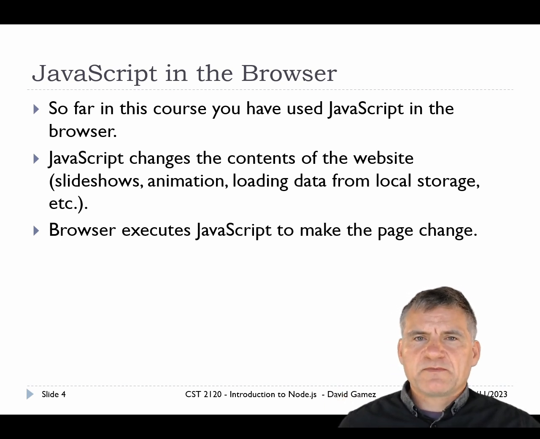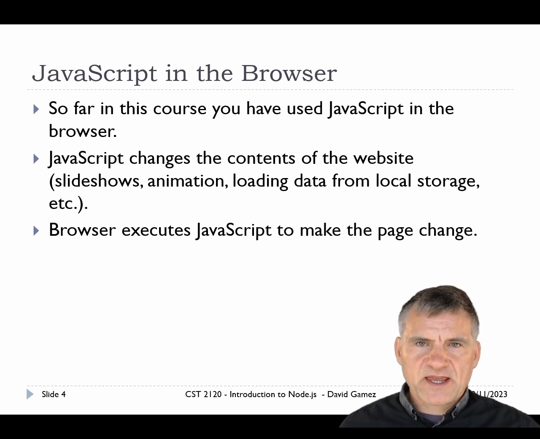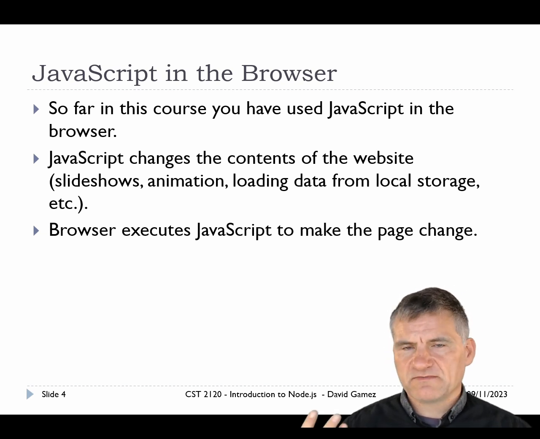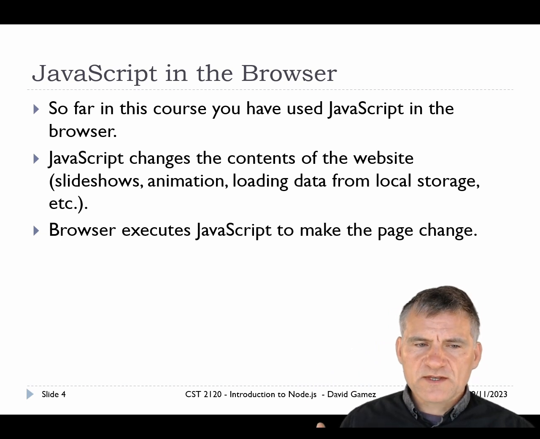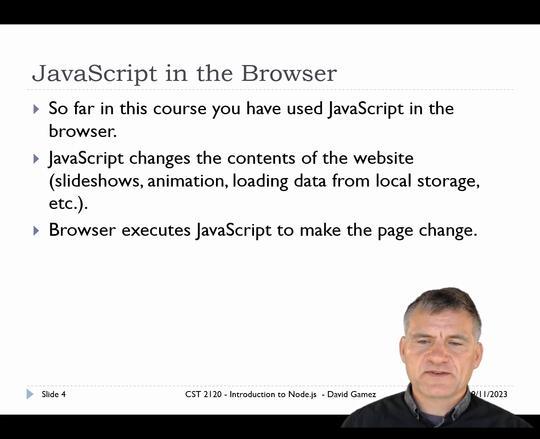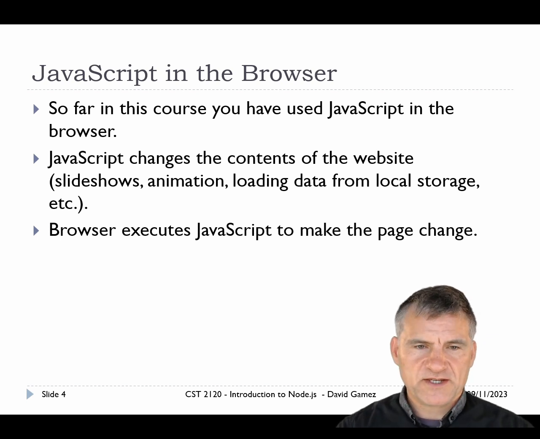So the idea when it's running in the browser is that this is called dynamic HTML, that JavaScript's changing the contents of the website in response to user actions, yeah? Like slideshows, animation, in your case, loading data from local storage, yeah? So in essence, what is happening here is that the browser is executing JavaScript and that JavaScript is making the page change.